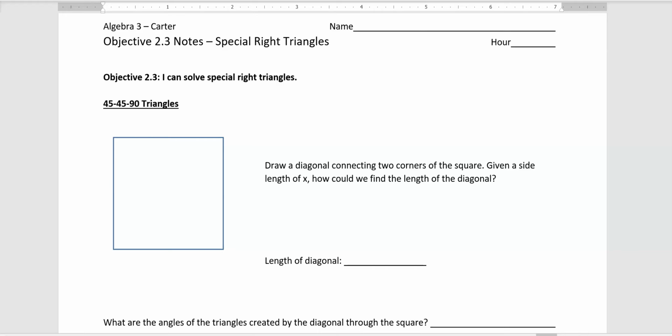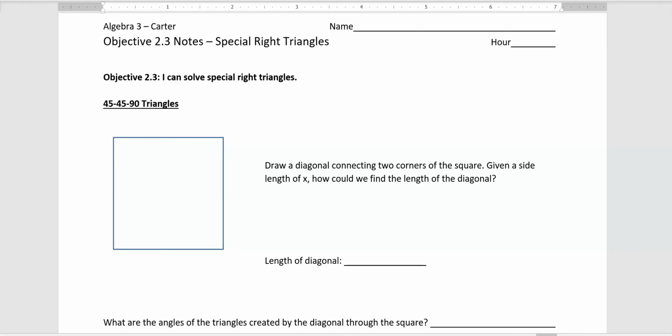Hello and welcome to our Objective 2.3 notes about special right triangles. Now Objective 2.3 says I can solve special right triangles, and there are two types of special right triangles. There are 45, 45, 90 and 30, 60, 90. So we're going to start with 45, 45, 90 triangles.